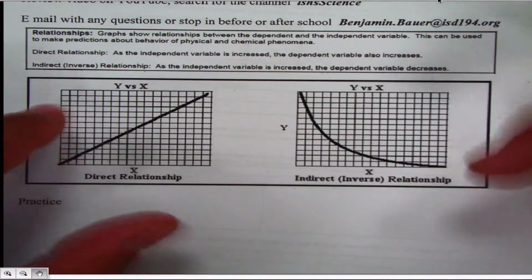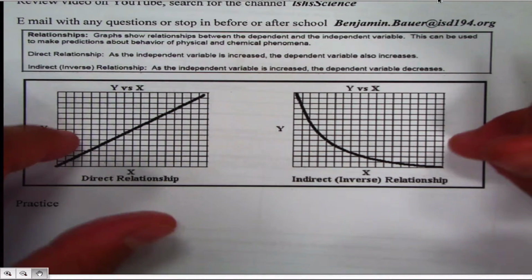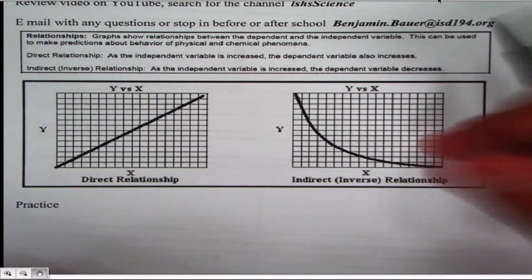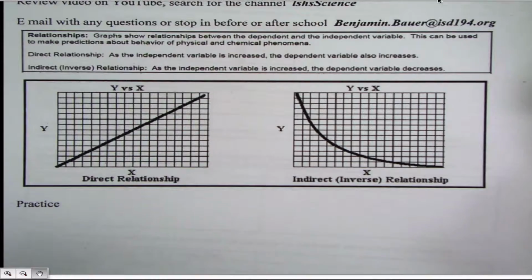All right. So make sure you know the difference between direct and indirect. One goes up, one goes up; one goes down, one goes up. They both do the same things.